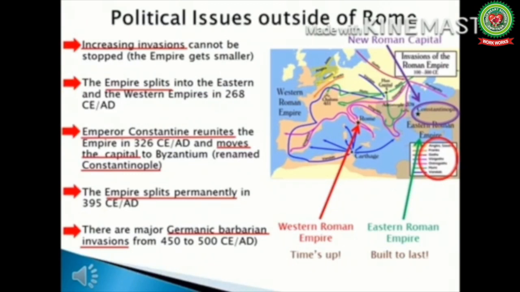Number 2, the empire split into the Eastern and the Western Empire. Number 3, Emperor Constantine reunited the empire and moved the capital to Byzantium and renamed it Constantinople. Number 4, the empire split permanently in 395 AD. Number 5, there were many Germanic groups invading again and again.